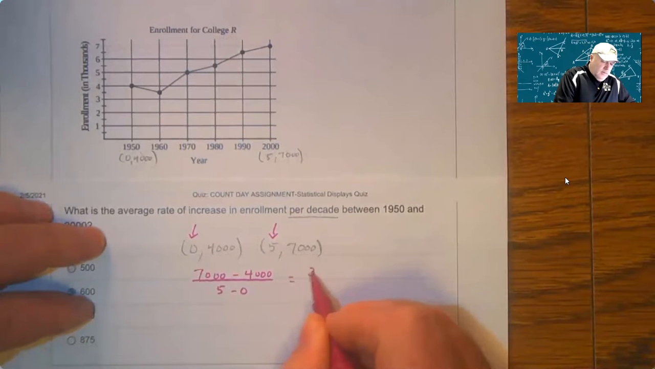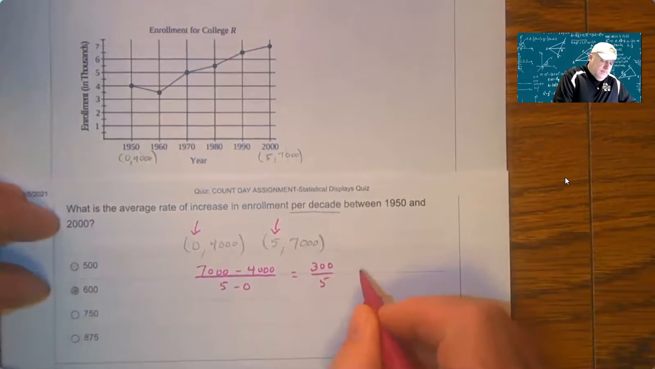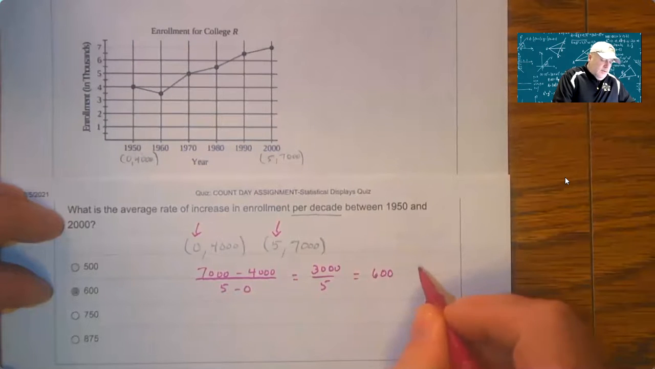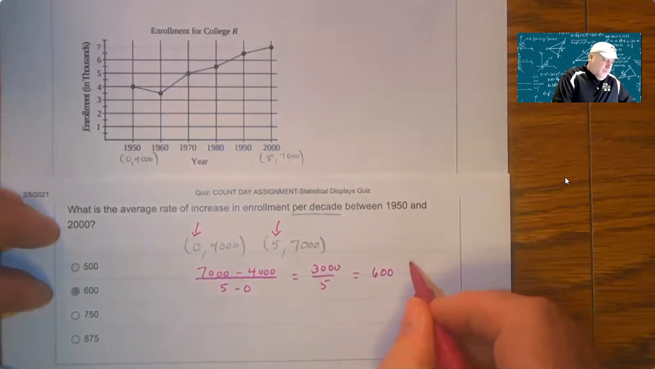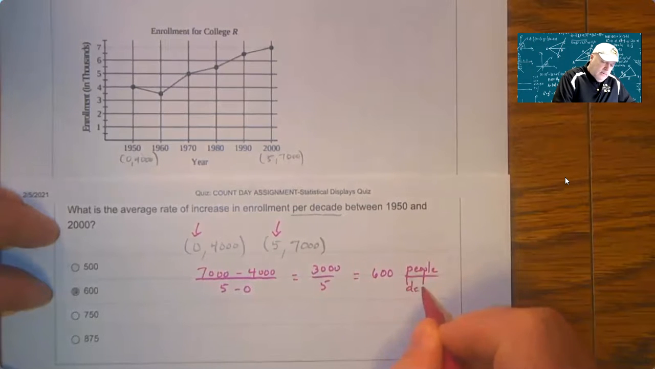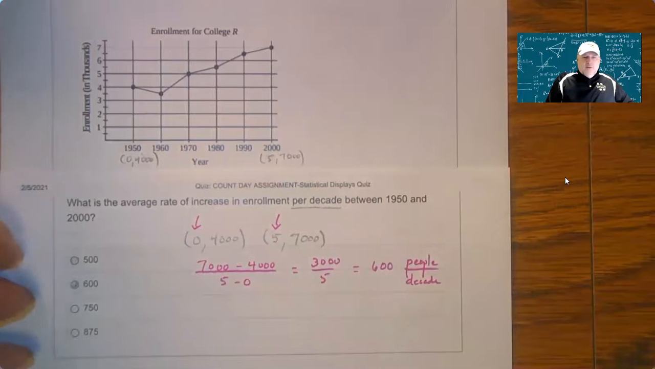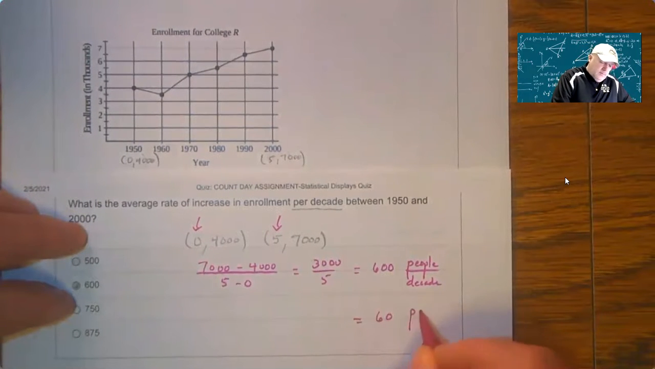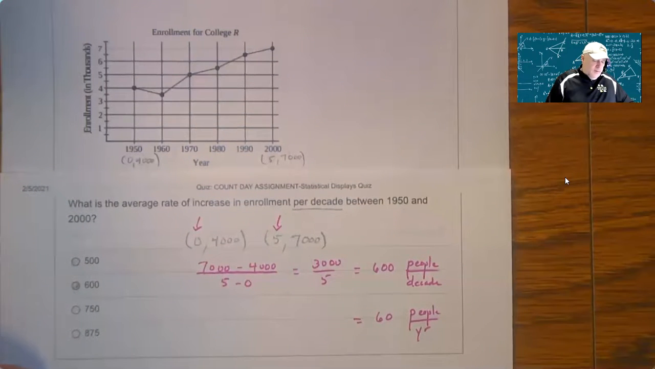So again, 3,000 over 5 decades, so 600 people per decade, students, whatever, per decade. The trick there is we can't use years. If you use years, you'll be off by a factor of 10. You'll have 60 people per year. It's the same answer, just different units. A decade is 10 years, and that's what they wanted. So 600, tricky question.